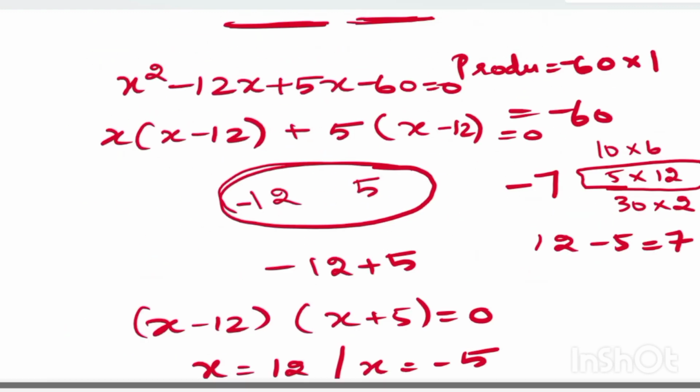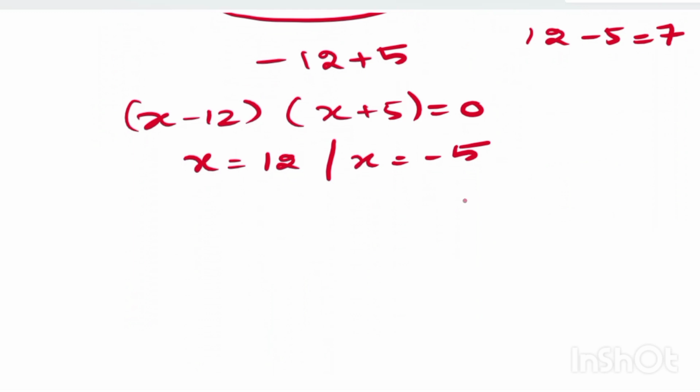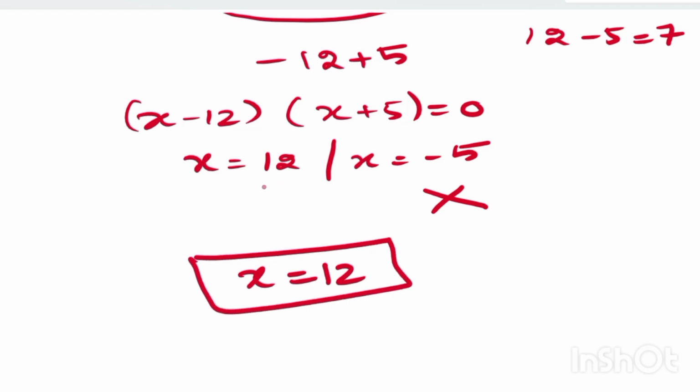So from the two answers which you have got, that is 12 and minus 5, you can neglect the minus 5 and write the final answer as x is equal to 12. After finding x is equal to 12 and x is equal to minus 5, you have to give a statement that the measurements cannot be negative. So x is equal to minus 5 can be eliminated and the base will be x is equal to 12. Okay, so you got this question now.